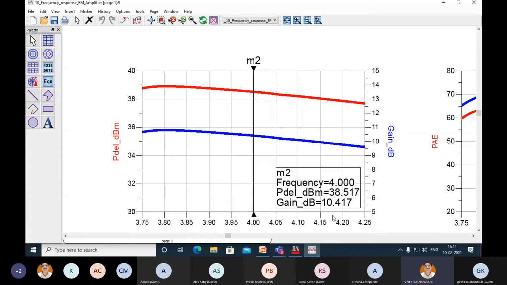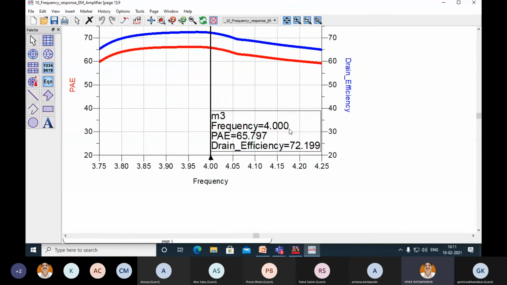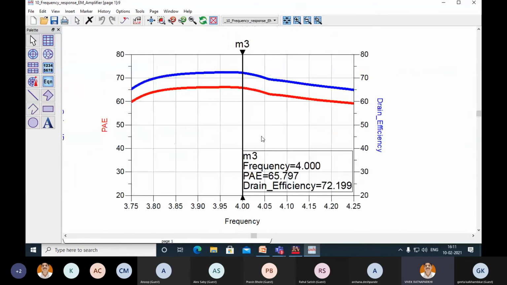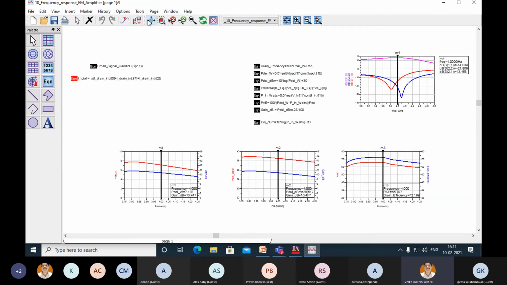So that is called the gain bandwidth of this particular power amplifier, or how output power is changing with respect to frequency. All right, then this is the drain efficiency and power added efficiency. As you can see, the drain efficiency is on the right y-axis and PAE is on the left y-axis. So drain efficiency is 72%, more than that of the power added efficiency. Always it will be more, and PAE is 65% as we have seen during our last simulation.